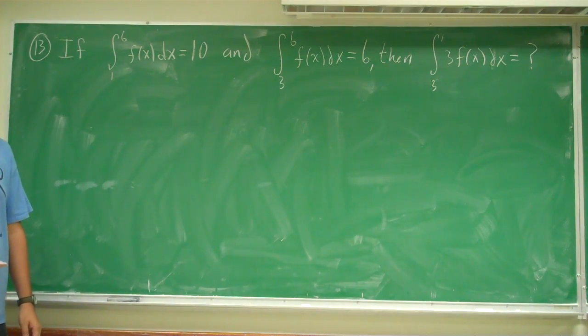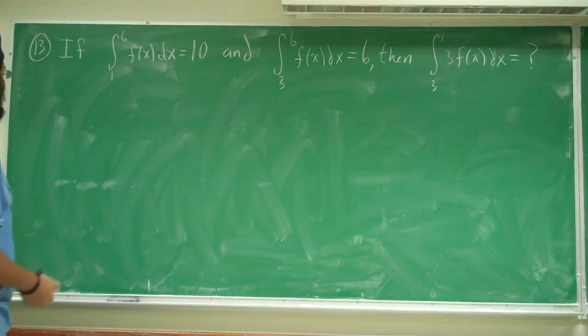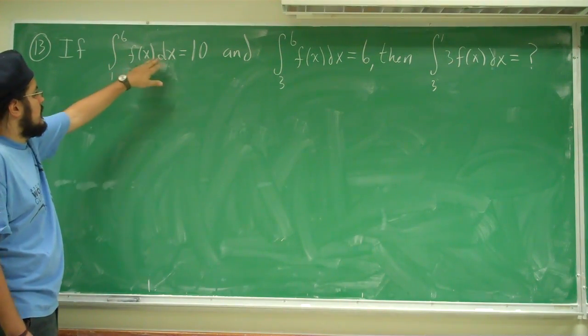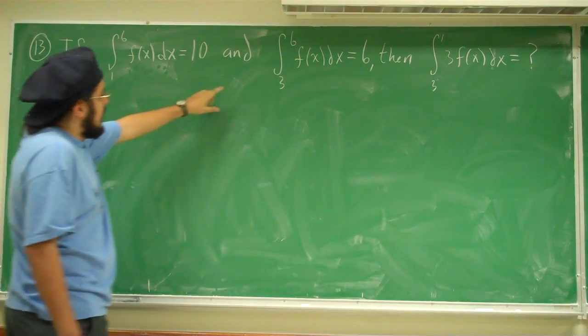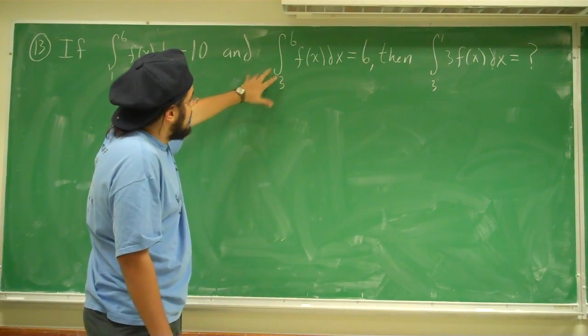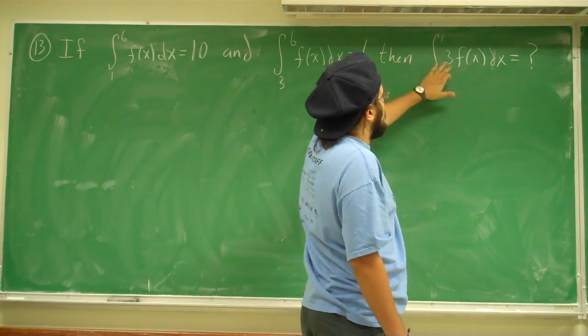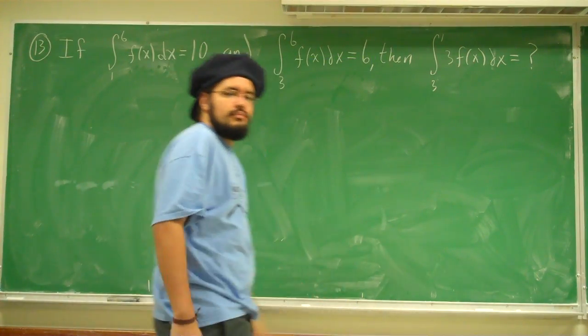Alright, so this is problem 13. Problem 13 pretty much says, if the integral from 1 to 6 of a function dx is equal to 10, and the integral from 3 to 6 of that same function is equal to 6, then what is the integral from 3 to 1 of 3 times that function equal to?